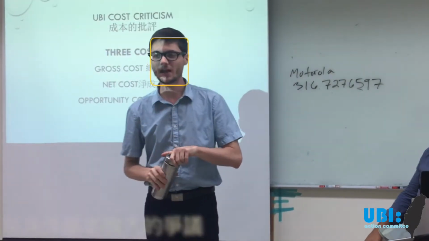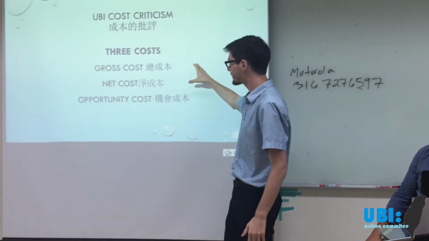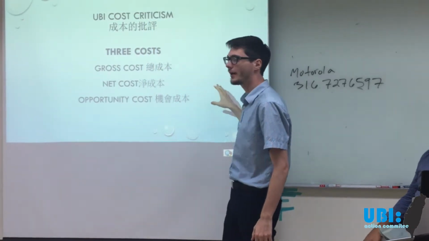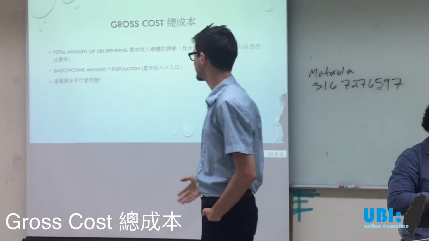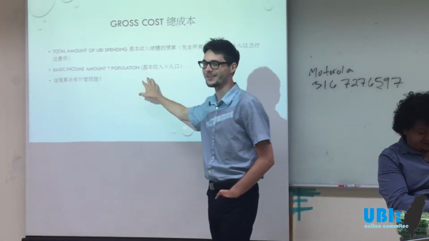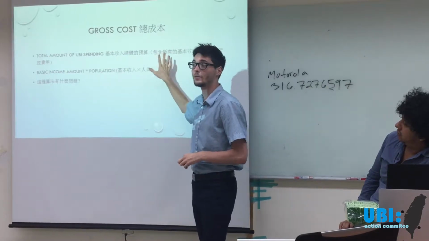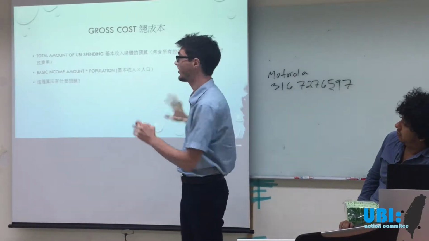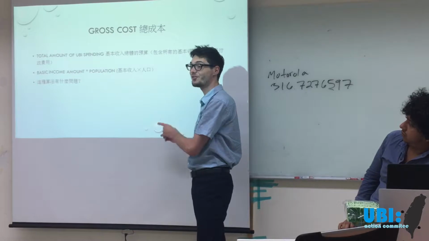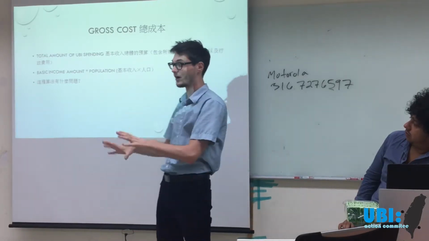There are three types of costs when you're calculating UBI that are important: the gross cost, the net cost, and opportunity cost. The first idea is to take the entire population and multiply it by the UBI. This is pretty simple, and it's what everybody points out when they talk about UBI, even though it's the most misleading of all the versions of calculating UBI.